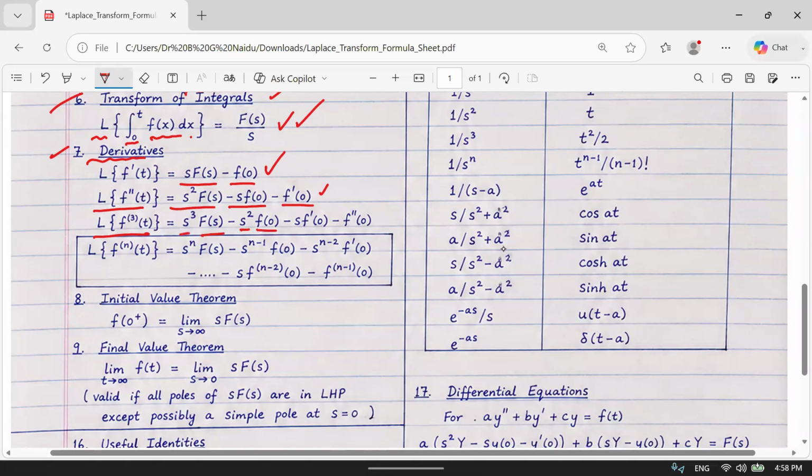F(s) minus s square f(0) minus s f dash 0 minus f double dash of 0. Okay. This is the standard formula.